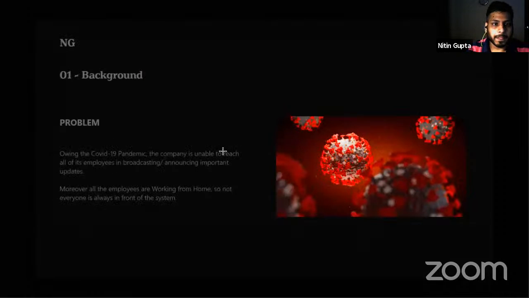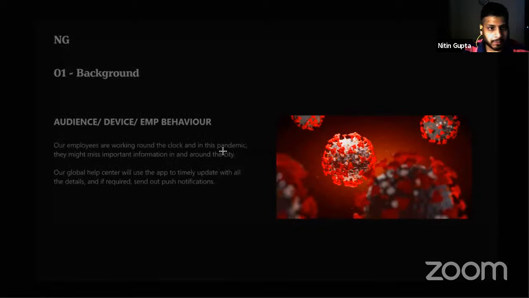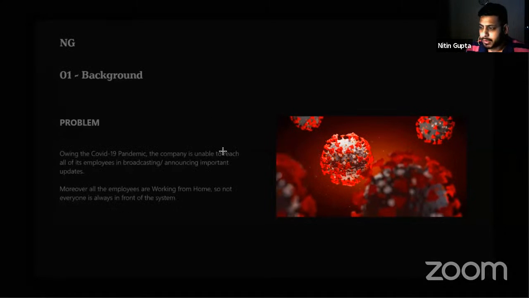Okay, that's exactly what I made you understand. This is the problem. Then we bifurcate the whole problem statement into smaller issues and we address them one by one. Owing to the COVID-19 pandemic, the company was unable to reach all of its employees and they were given a work from home situation. The company wanted to broadcast or announce important updates related to the company and the pandemic, which they were not able to.